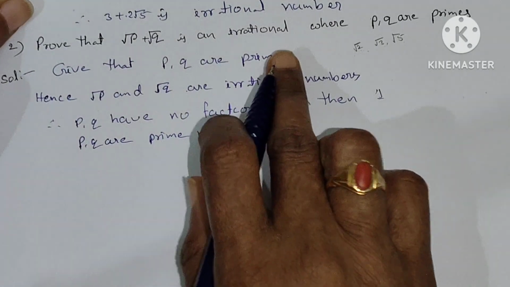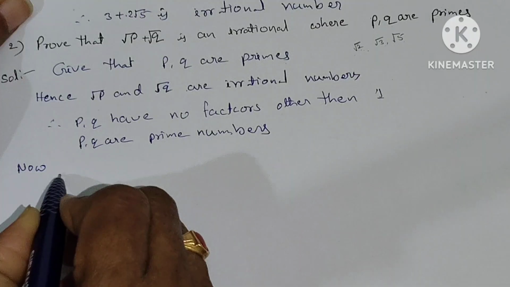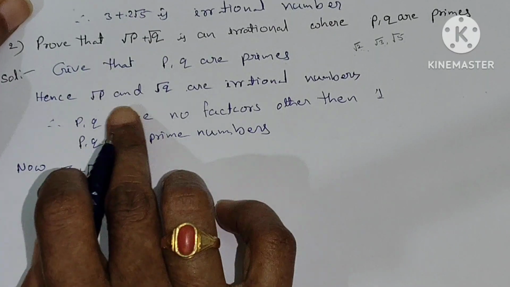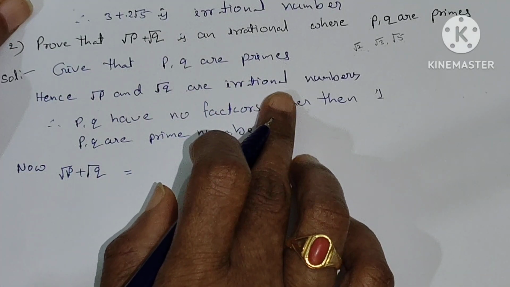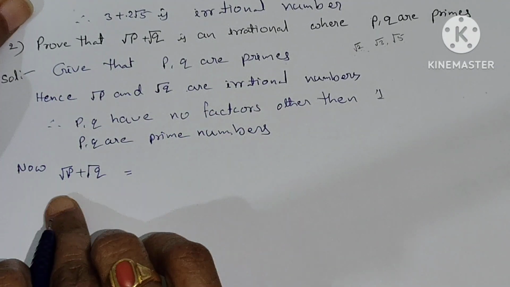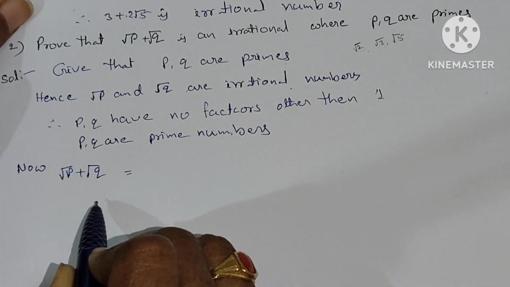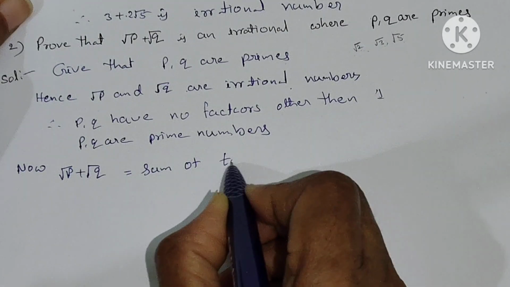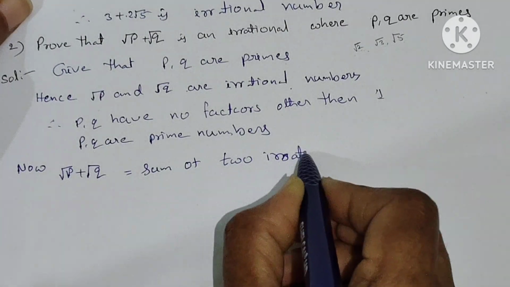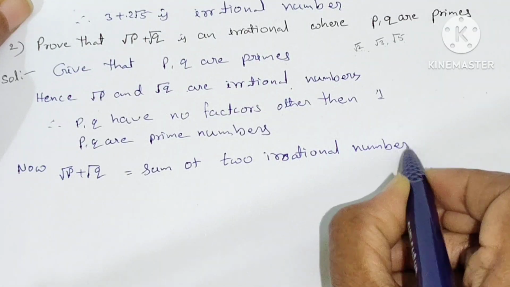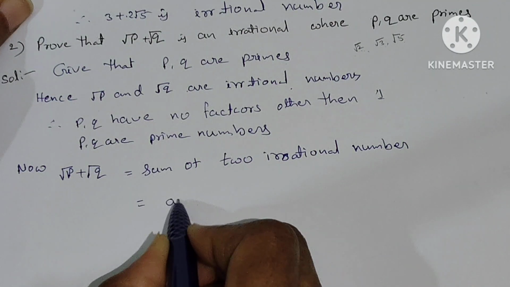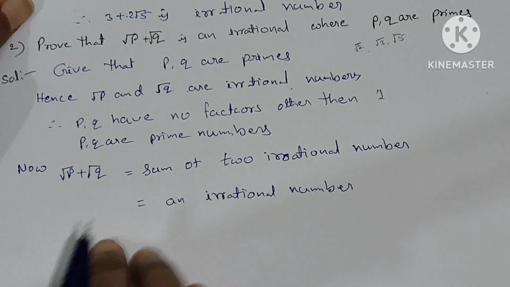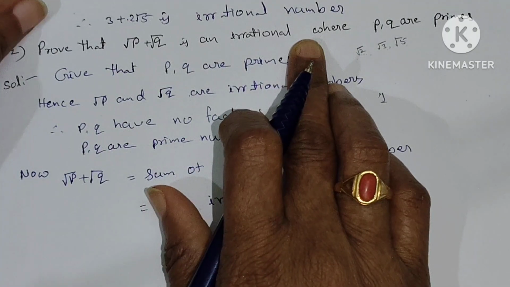So now we take root p plus root q. So sum is equal to... here root p and root q are the irrational numbers. So the sum of two irrational numbers is equal to an irrational number. So hence proved. Here asked: root p plus root q is an irrational number. So here hence proved.